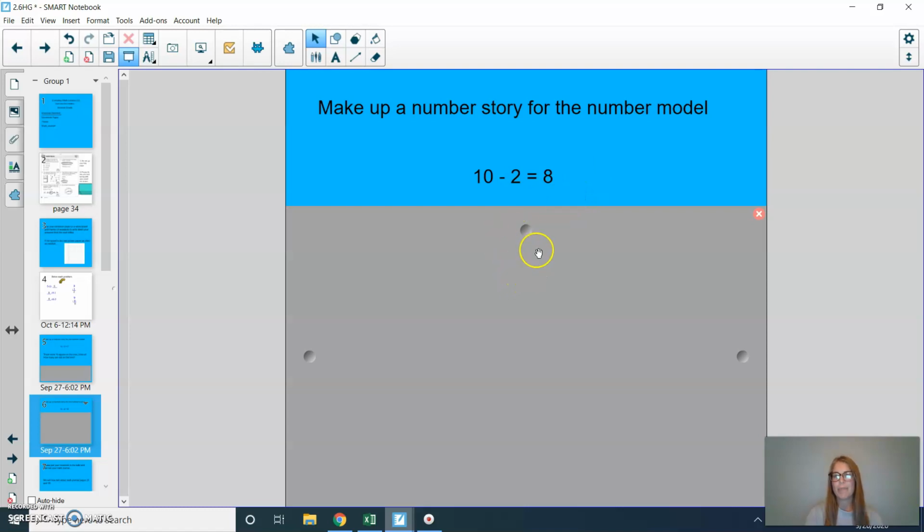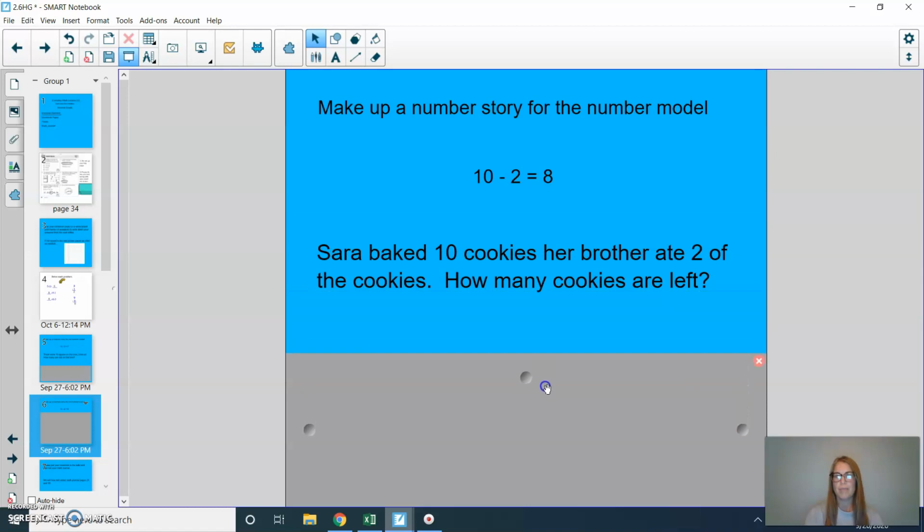Again, there's so many number stories that you could have picked. The number story that I chose for this problem, I said Sarah baked 10 cookies. Her brother ate 2 of the cookies. How many cookies are left? And my answer would be 8.